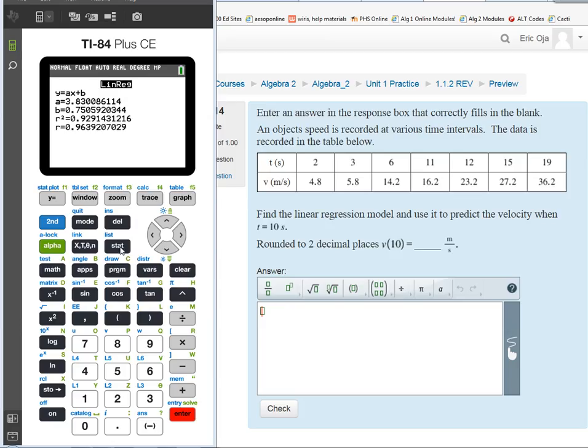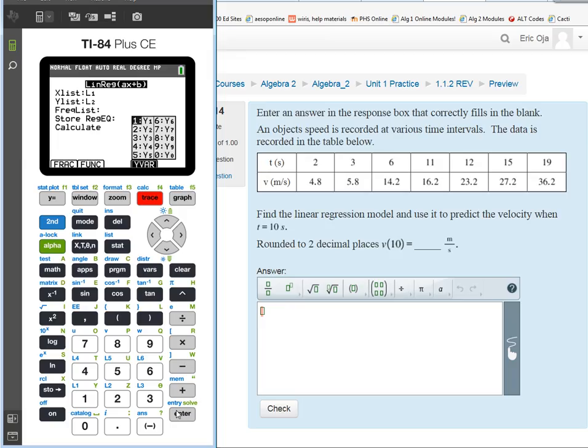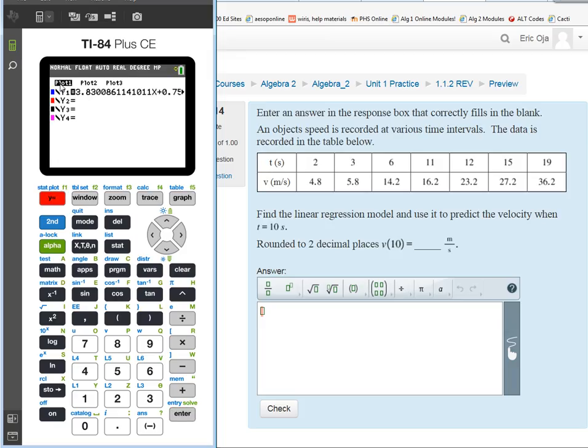If I go back to stat calc 4, if I go down to the 4th row where it says store regression equation, and I hit y1, so alpha F4 is the shortcut, and I go down and hit calculate, I get the same answer I got before. But this time, as long as I've got my plot turned on, which I do, if I hit zoom 9, so zoom stat, look what it's going to do.